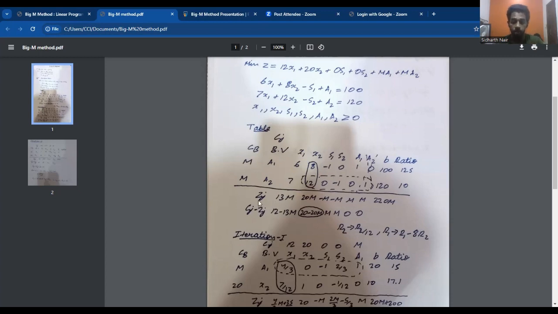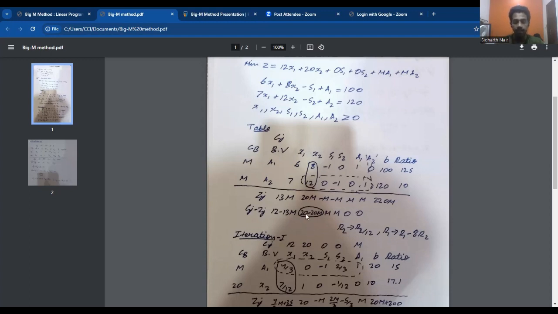Now, first, our job is to find the Zj values, which is the product of these two values respectively, and their sum. And we will follow the process for all the basic variables. Let's see here: 6M plus 7M, that is 13M, 8M plus 12M, 20M. And in a similar fashion, we will find all the values. And then we will find Cj minus Zj. And we can see that it becomes 12 minus 13M, 12 minus 13M, 20 minus 20M, and so on.